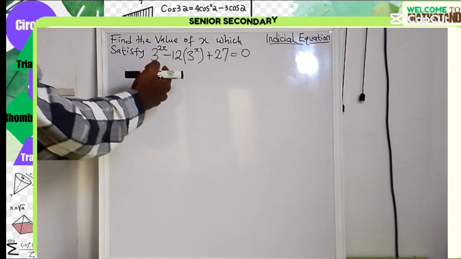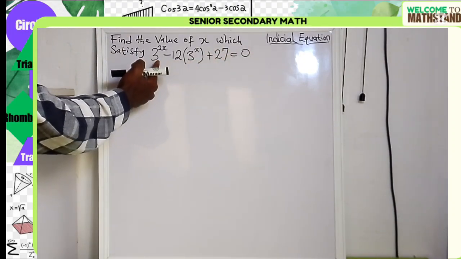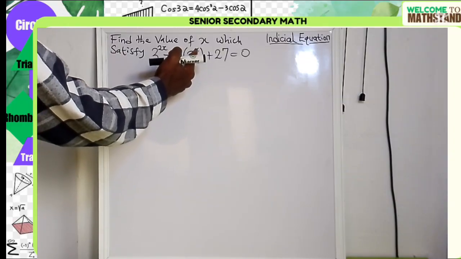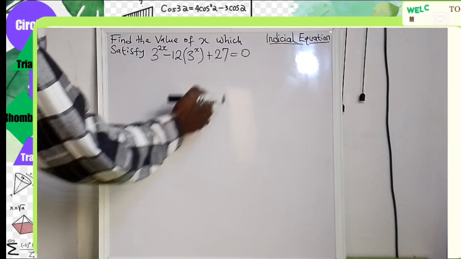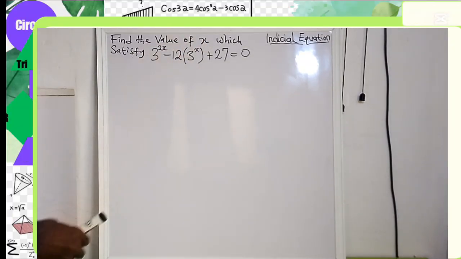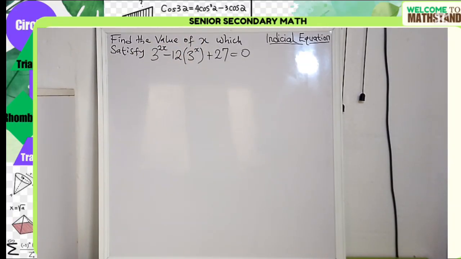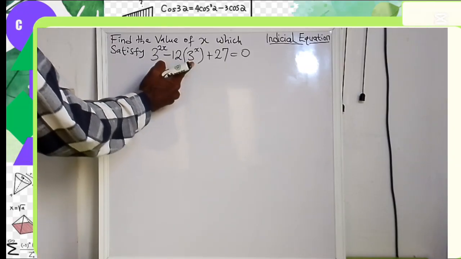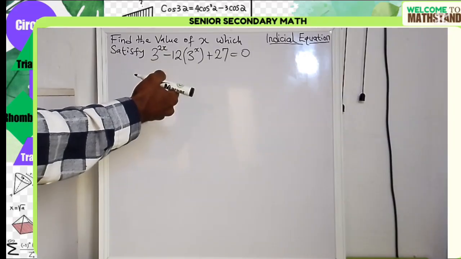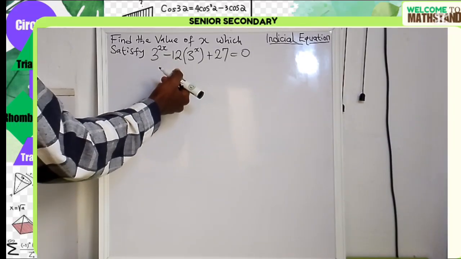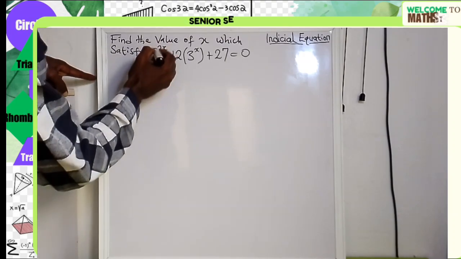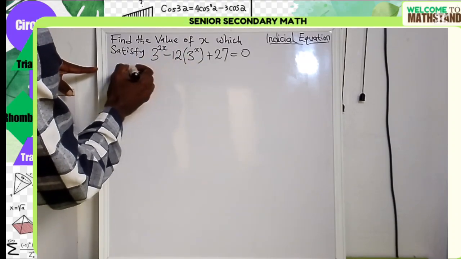Given this equation, 3 raised to the power of 2x minus 12 times 3 raised to the power x plus 27 equals 0, find the value of x. So what we need to do is to equate this 3 raised to the power x to an unknown variable. But before we get to that point, let's do something here.